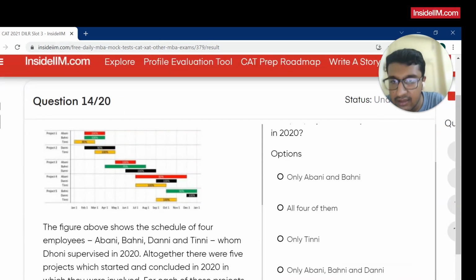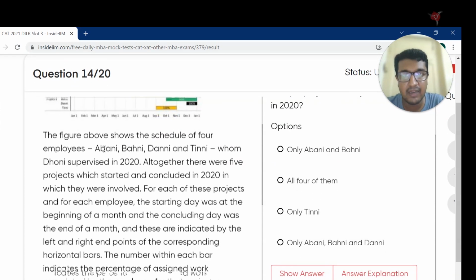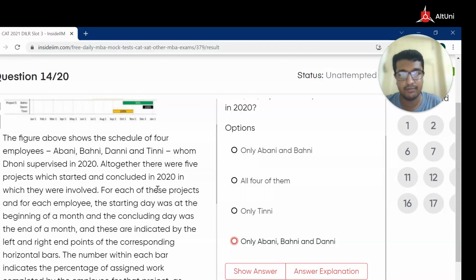As you can see, again there is no overlapping in case of T. As you can see from the black bars, it's just a simple graphic reading. There's no overlapping of the bars, so my answer is only A, B and D.